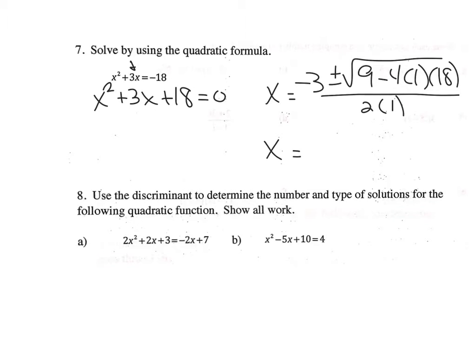So let's work through there. Work out what's inside your radical. We did these, we actually did that part first. That's going to be 9 minus 72. 9 minus 72 would be negative 63 over 2.